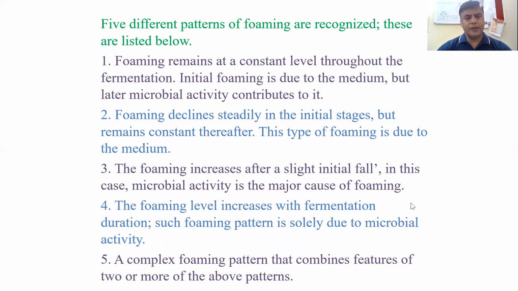Five different patterns of foaming are recognized in the fermentation process. First, foaming remains at a constant level throughout the fermentation. Second, initial foaming is due to the medium, but later microbial activity contributes more to the formation of foam. Third, foaming declines steadily in the initial stage, but remains constant thereafter. Fourth, foaming increases after a slight initial fall. In this case, microbial activity is the major cause of foaming.